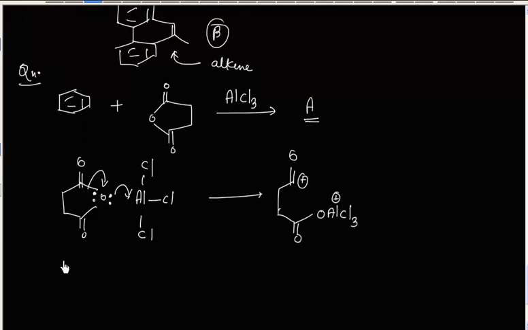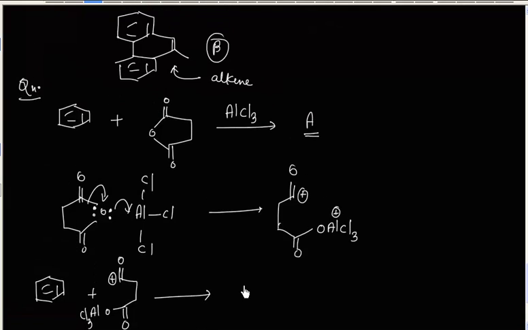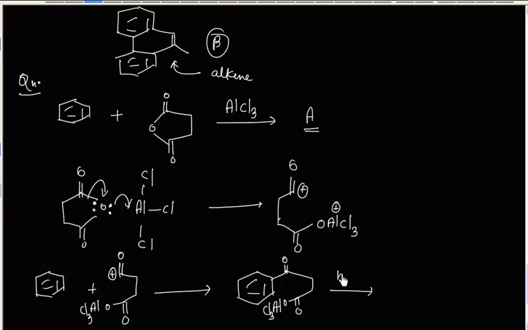Now this acylinium ion will react with benzene to give electrophilic aromatic substitution. This will be the product. If this is acidified, finally we will have acid as a functional group attached here.